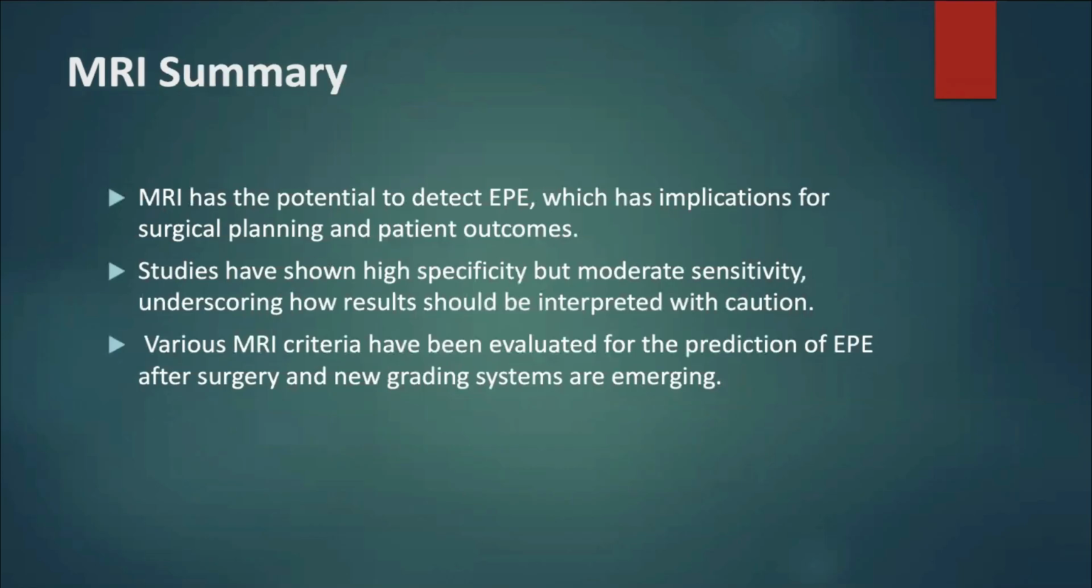So to sort of summarize MRI, I think MRI definitely has the potential to detect EPE, which has been shown to have implications for surgical planning and patient outcomes. I think the previous slides have shown a high specificity, but more moderate sensitivity. And particularly with the heterogeneity in how these are reported and the quality of images, I think the results should be interpreted with caution. As I've shown here, there are various MRI criteria for evaluating EPE, and how MRI can be utilised is, I suppose, still to be determined.